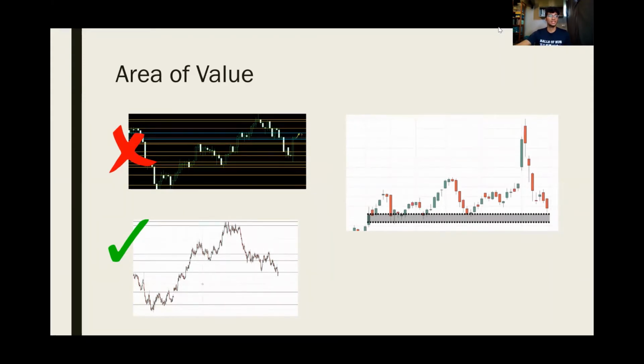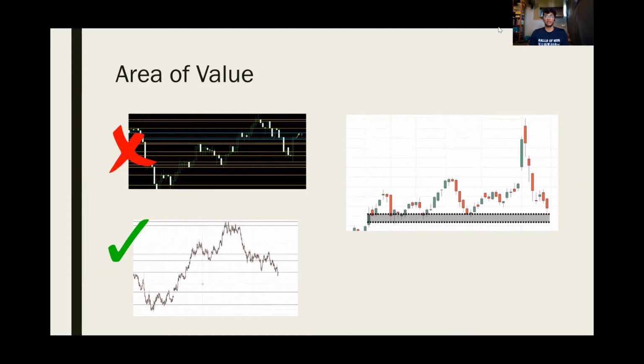So one key pointer is that you would actually never want to make your charts look like this on the top left-hand corner, where there are so many different horizontal lines. They're not wrong because they probably would indicate various support and resistance levels, but it just becomes overly complicated.